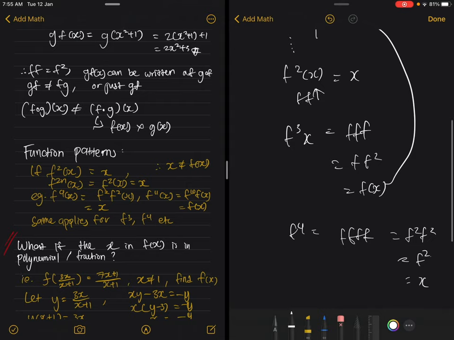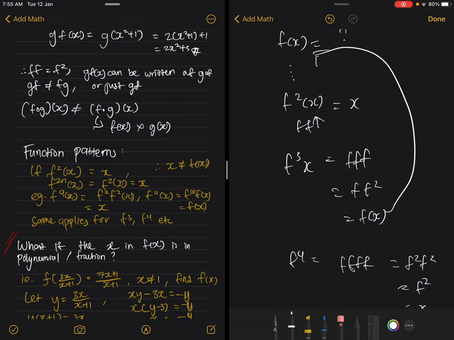There is a pattern going on, and this only happens when your image and object match each other after the first, or after the original function. The original function cannot be x.